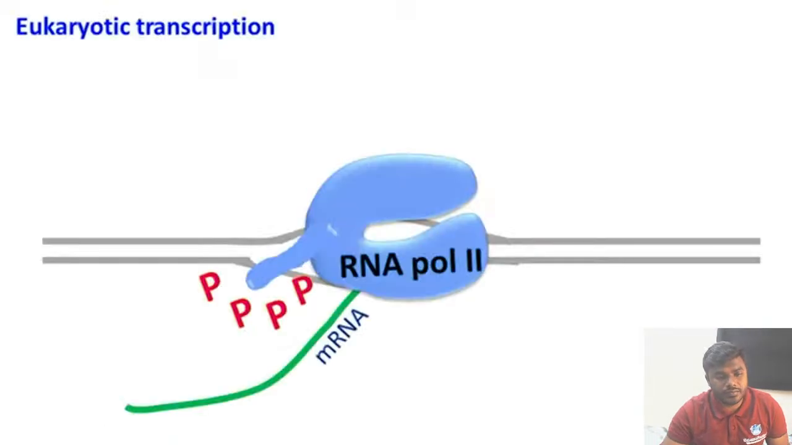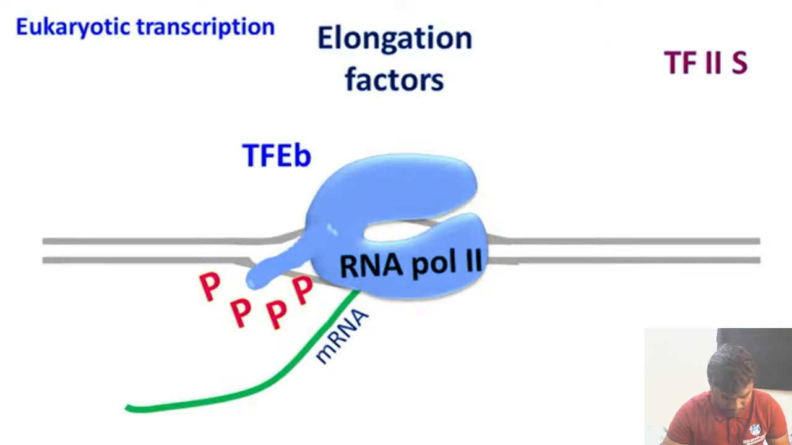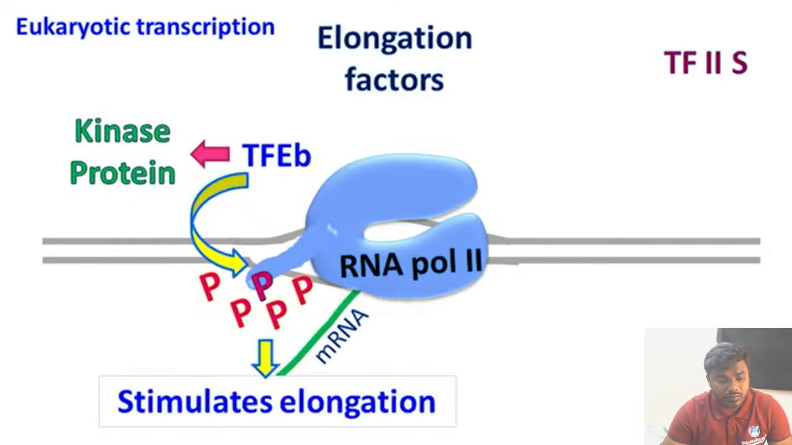Transcription elongation. Once RNA polymerase has initiated transcription, it shifts into the elongation phase. The transcription factors that help in elongation are called elongation factors. There are 2 such elongation factors, TFIIH and TF2S. TFIIH is recruited to polymerase by transcription activators. TFIIH is a kinase protein and phosphorylates serine residues in the C-terminal domain of the polymerase. This phosphorylation stimulates elongation.